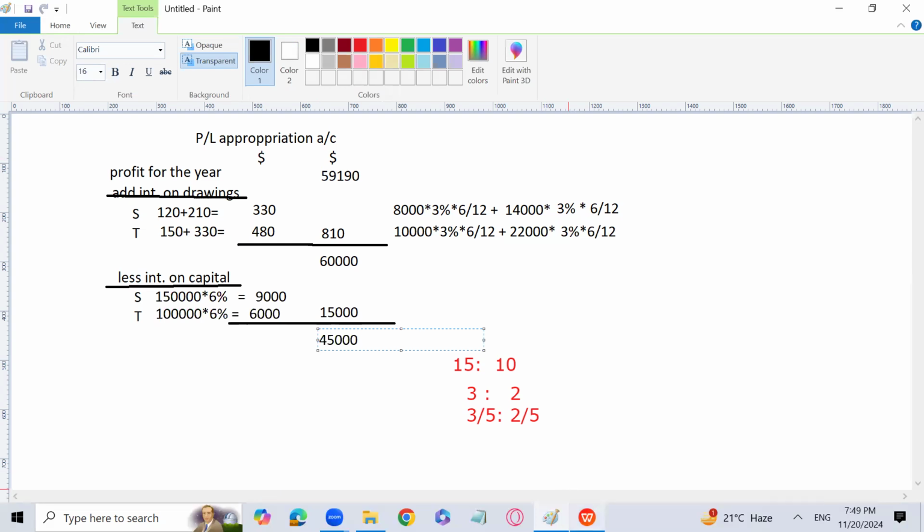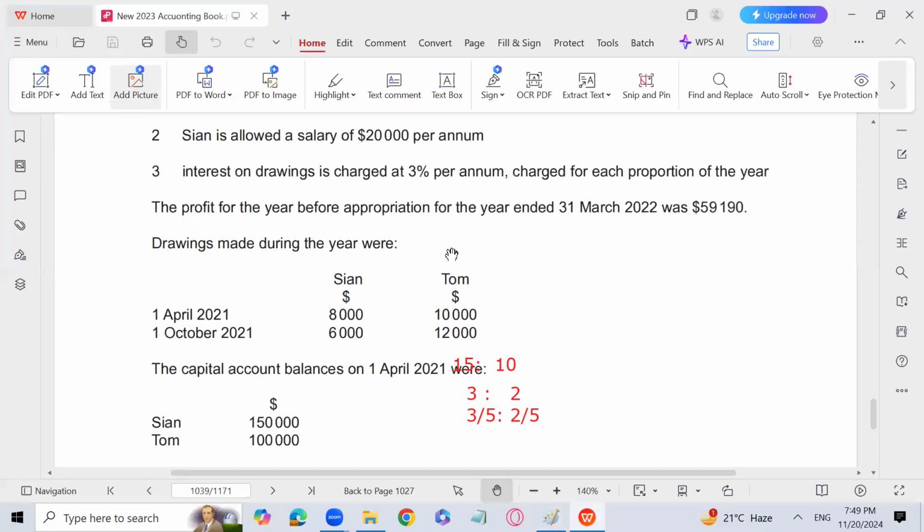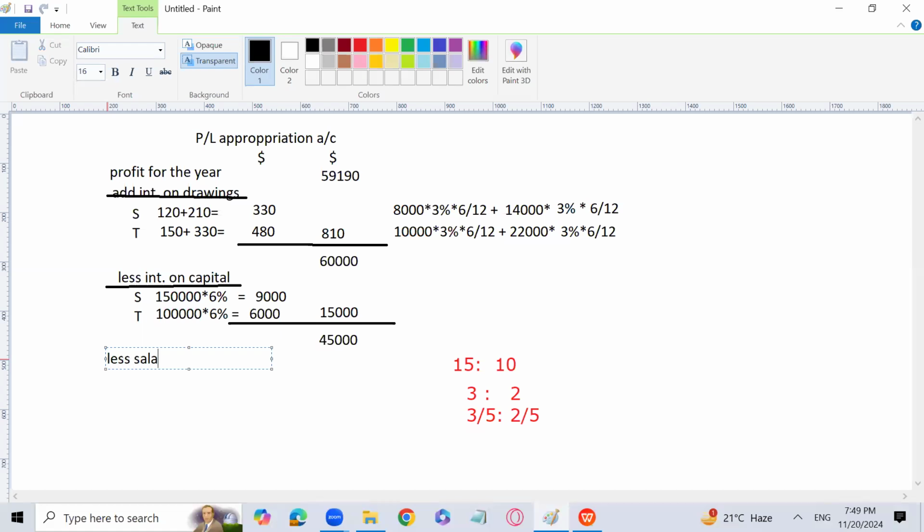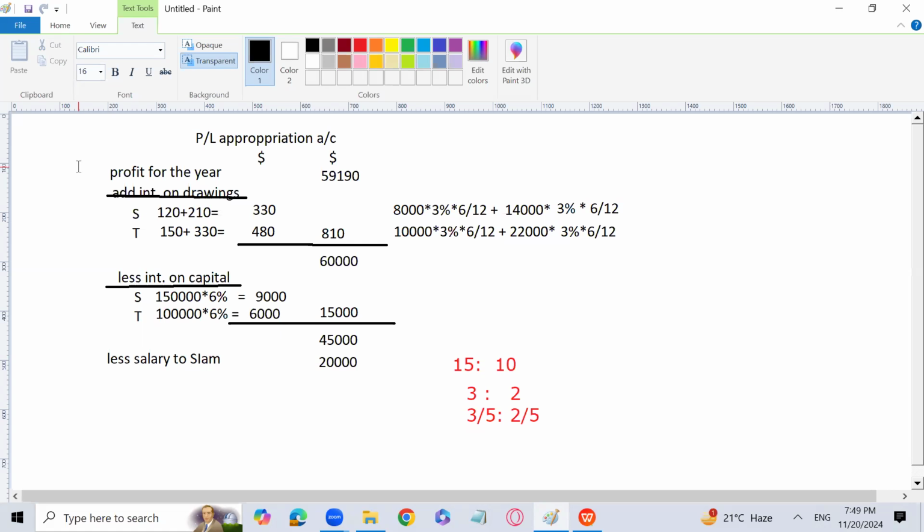Now we have to subtract salary, if any of the partners is getting salary. Sam is allowed a salary of 20,000 per annum. So let's do it. Less salary to Sam. Why? Because we have to pay Sam the salary, whatever services he is providing to the business.